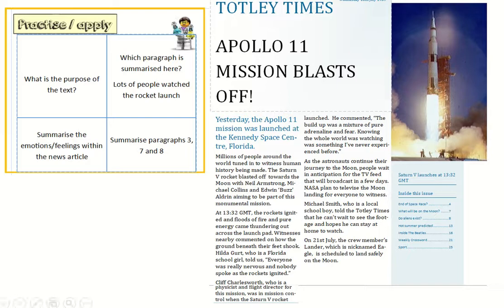And remember, she likes to see structures in text, patterns in text. She likes to compare and see similarities and differences, like a scientist when they do tests and experiments. So here are our 4 questions for today. So you've got the text which we read on Monday. So what's the purpose of the text? Which paragraph is being summarised here? Summarise the feelings and emotions within this news article, and summarise paragraphs 3, 7, and 8. So it's all about summarising and trying to be concise. In a sentence, what is this about?